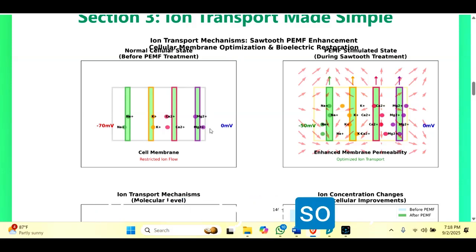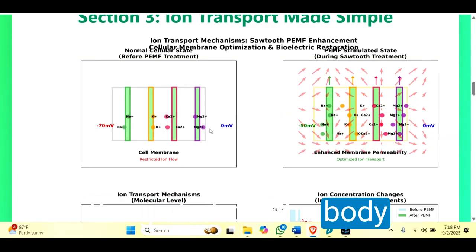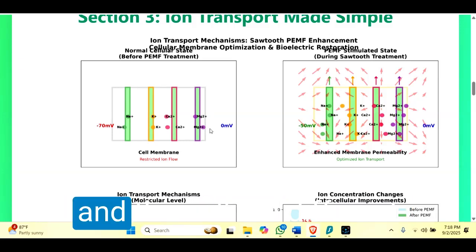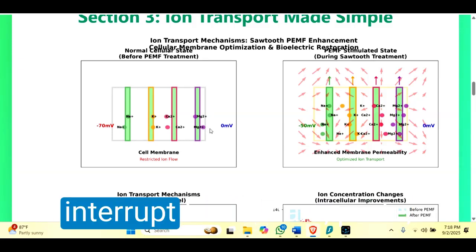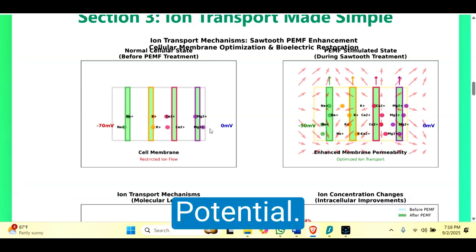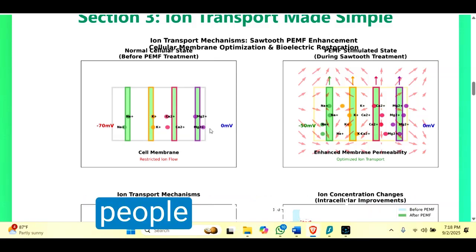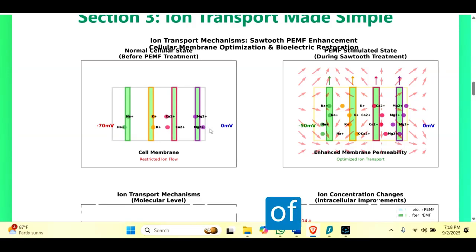This is one of the most consequential things to how the body works in human health, when we start to get into transmembrane potential, and then all the different stressors, toxins, and you name it, that can interrupt transmembrane potential. Some of the leading educators on health are talking about this, but you also find many people out there who aren't. They're not talking about the root, the real causal level of less than optimal health and disease.